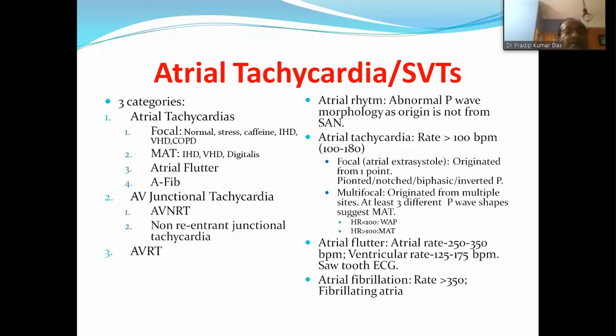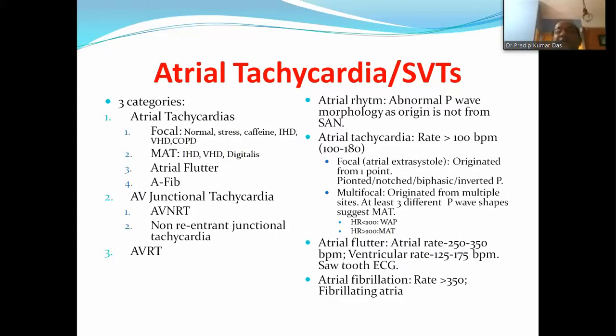The junctional tachycardias highlighted here are AVNRT, AV nodal reentrant tachycardia, and AVRT, most commonly dealing with WPW syndrome. In case of atrial rhythm, there will be abnormal P wave morphology. As the origin is not from the sinoatrial node, we will find an abnormal P wave morphology.